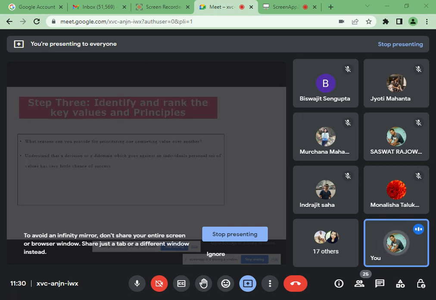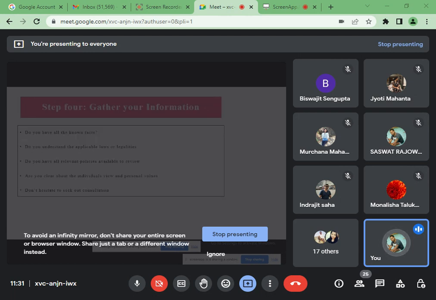And the third step is to identify and rank the key values and principles. So what reason do you provide for prioritizing one competing value over another? Understand that a decision to a dilemma which goes against an individual person's set of values has very little chance of change.